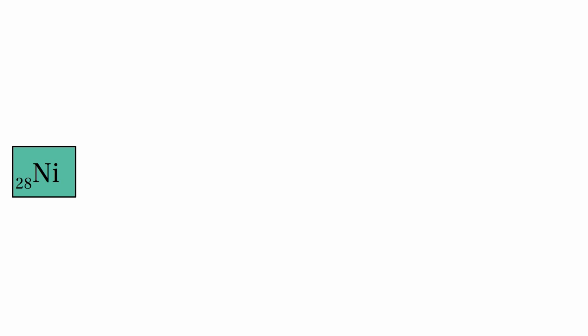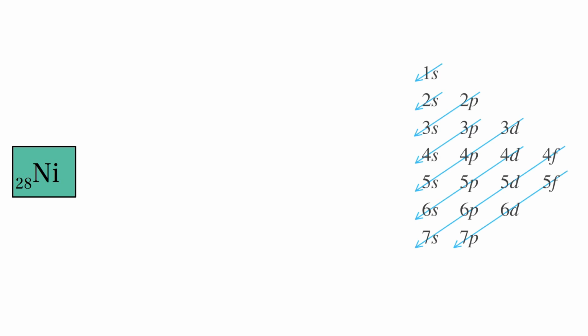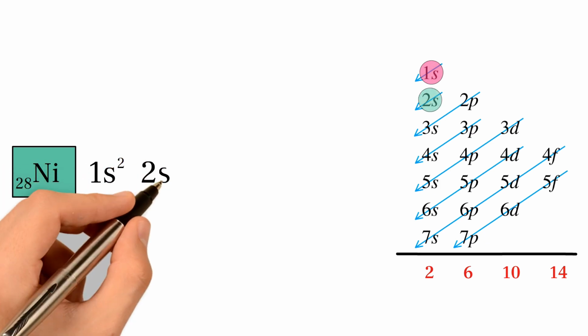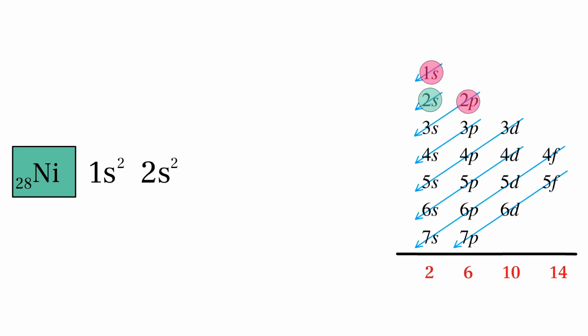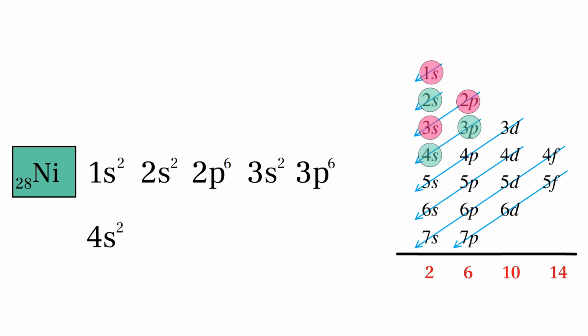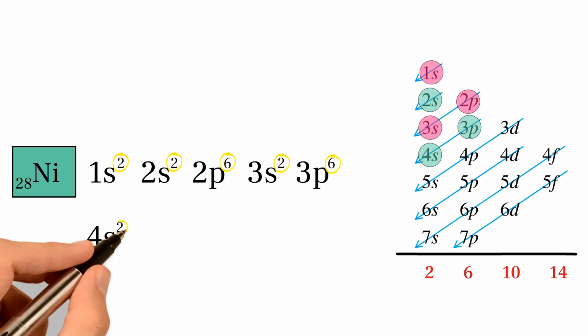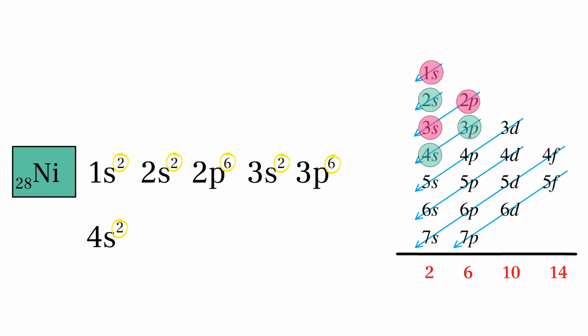Another example is nickel. Its atomic number is 28. So its electron configuration is 1s2, 2s2, 2p6, 3s2, 3p6, 4s2. As we see, we have distributed 20 electrons and 8 electrons left. So we'll add them to the next level, which is 3d sublevel.